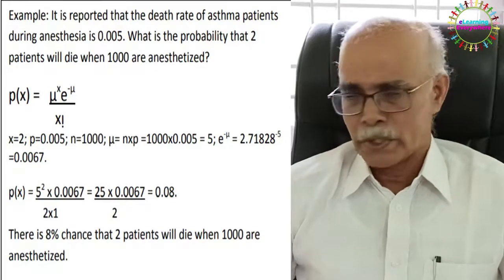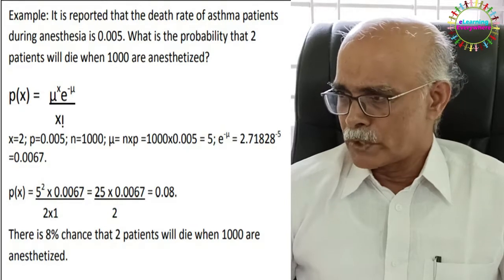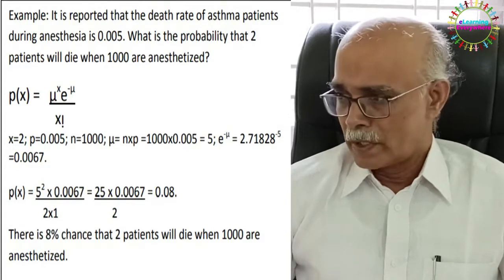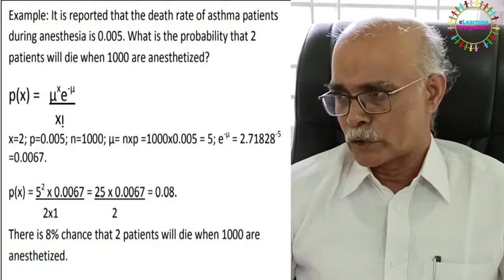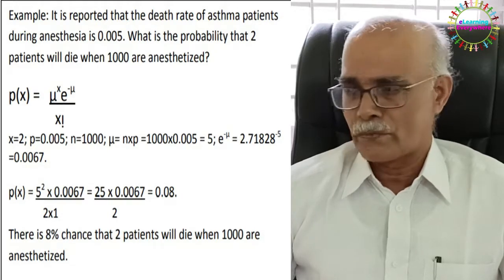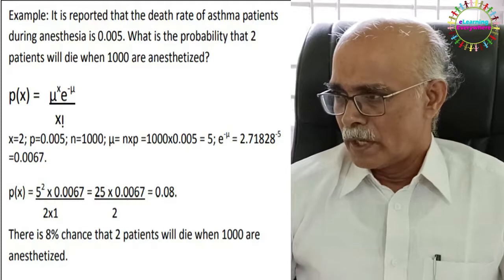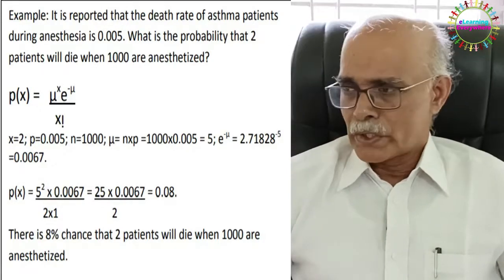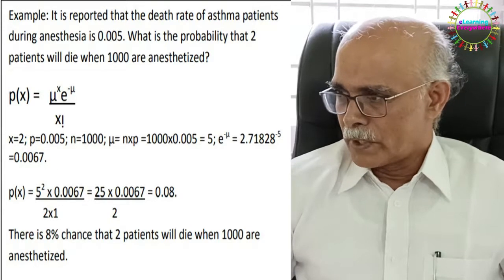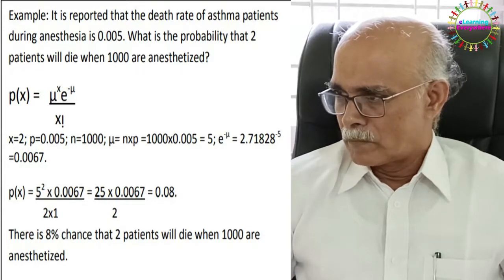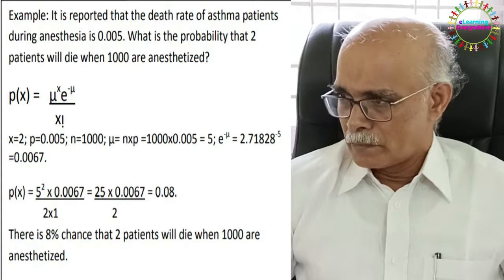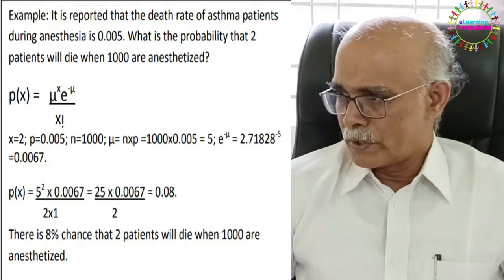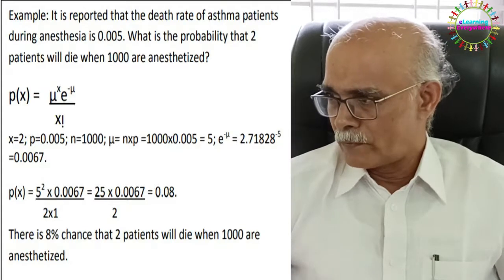So x is 2. P is given, the expected probability of occurrence, it is equal to 0.005, and n is the total number, and it is equal to 1000. Mu is equal to n into p, that is 1000 into 0.005, it is equal to 5.